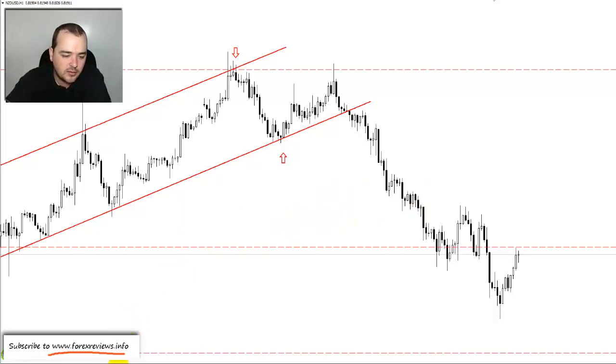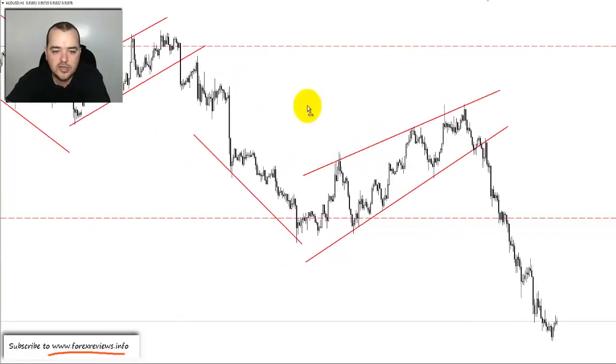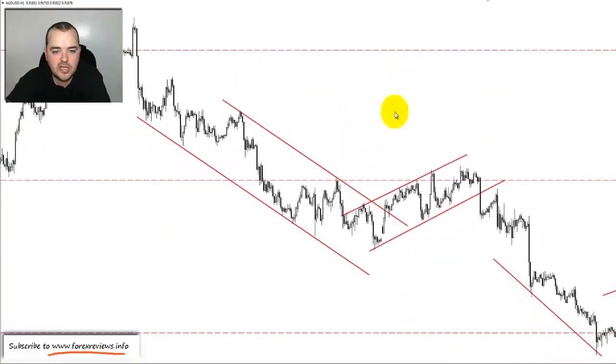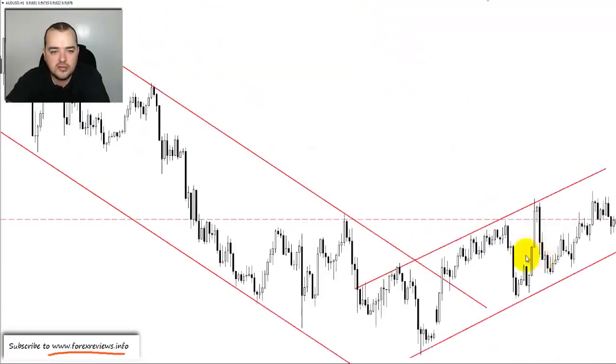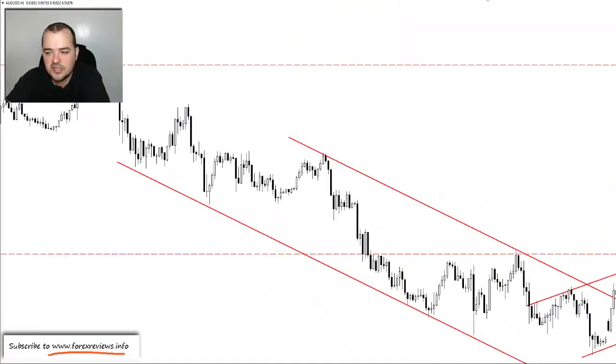So let's have a look at another pair. AUD-USD. Right, let's have a look at this. A couple of channels here. We actually went from channel to channel, really, and that's not uncommon at all. All right, so let me zoom in so you can see this in detail.